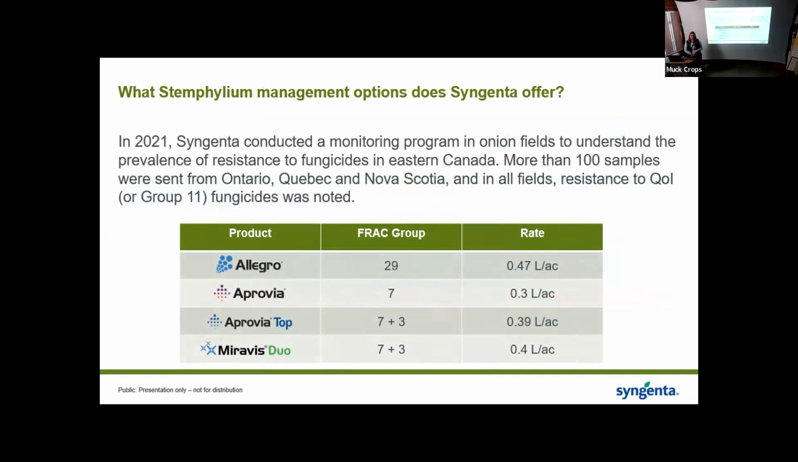We've also been working with the research that's being done here on how to fit that in and keep the longevity of our products around. A lot of the chemicals now are group 7 related, and we want to make sure we break those up, whether it's using Allegro or a different product that's not a group 7.